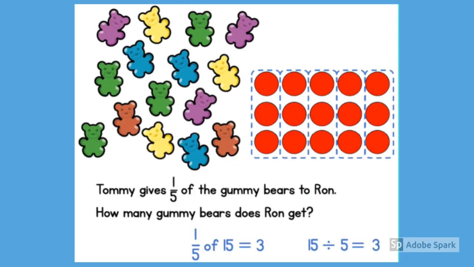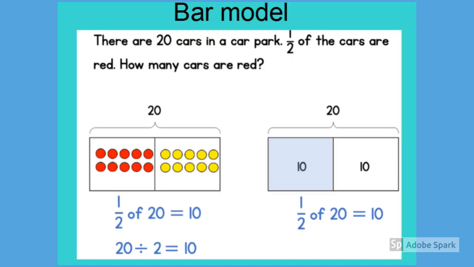Now they have been grouped into 5 equal groups. One of the groups represents 1/5. In one of the groups there are 3 counters. Therefore, 1/5 of 15 equals 3. 15 gummy bears divided by 5 equals 3 gummy bears.